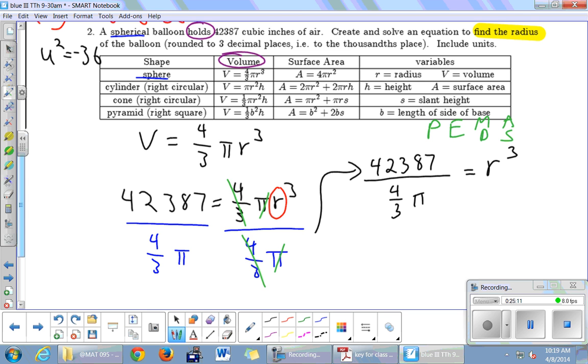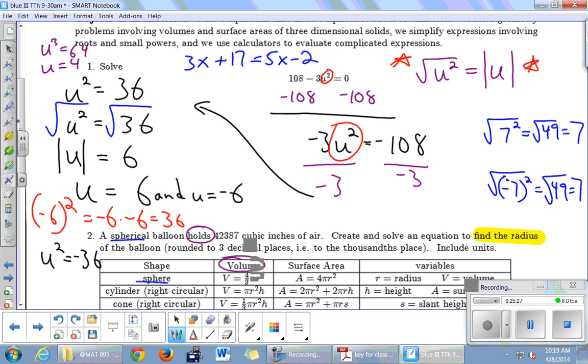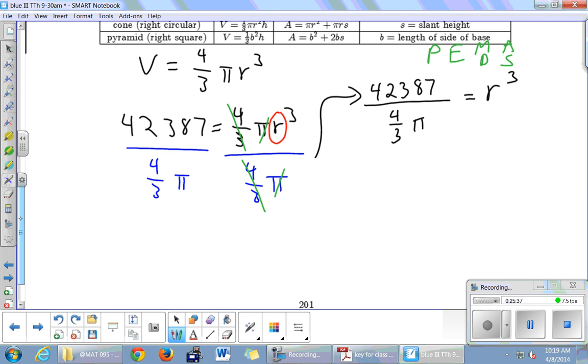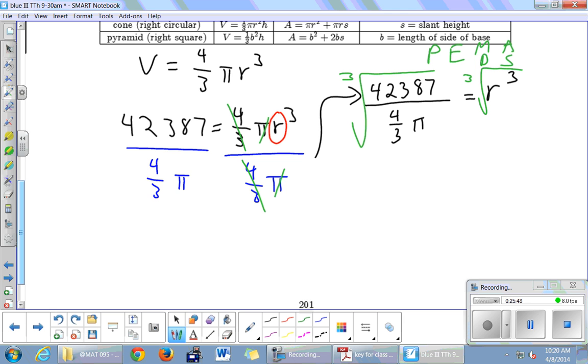Okay, so the goal is to get r by itself. Currently r is cubed. What's the opposite of cubing something? Is cube rooting that thing. Cube rooting. Just like in the previous problem, we were at this stage right here. It said u squared equals. Somebody took our u and they squared it. So to undo that, we took the square root. Same thing down here. We're going to take the cube root of both sides of this equation. I'll put that in green. Cube root of this side, cube root of this side.